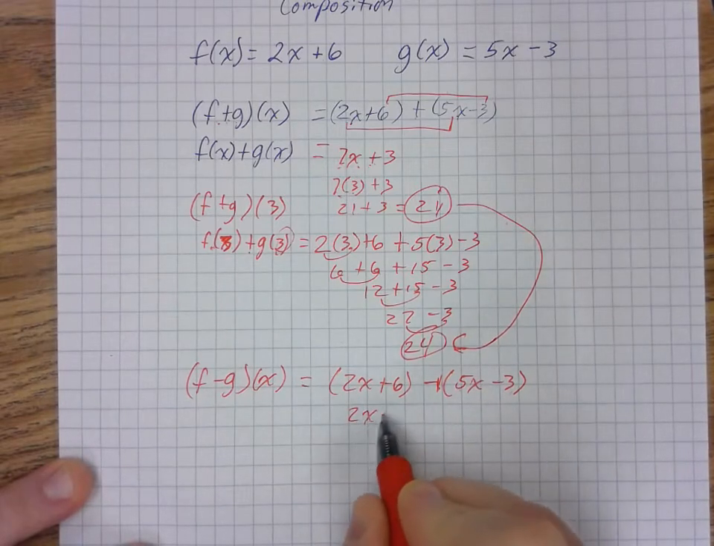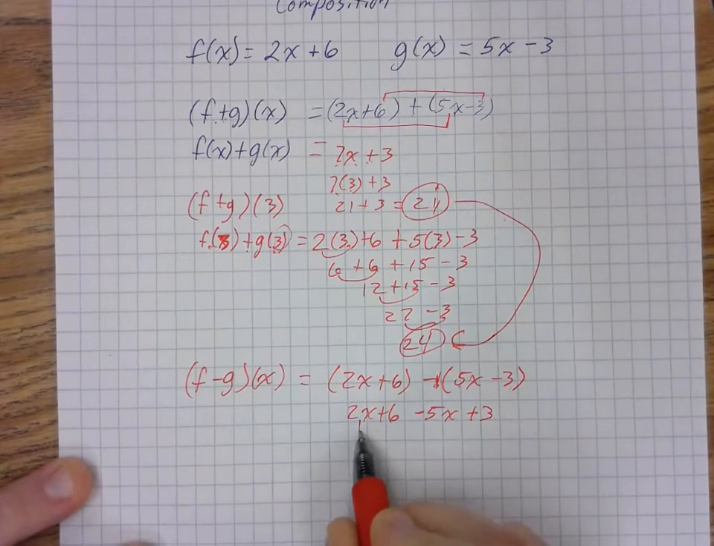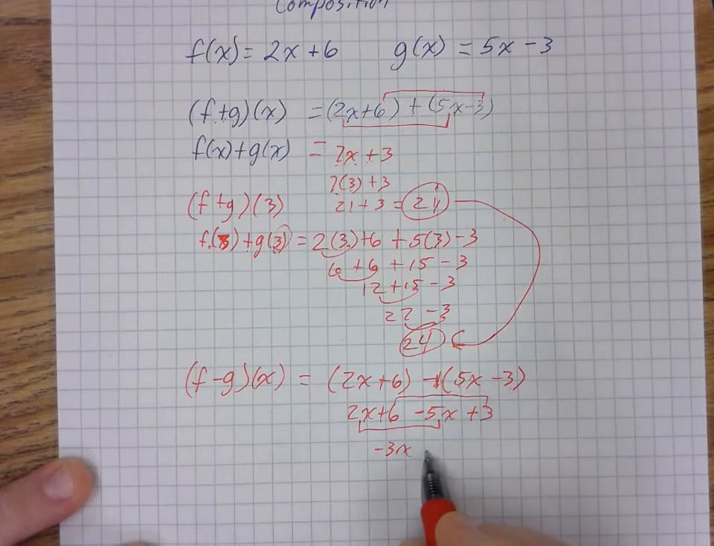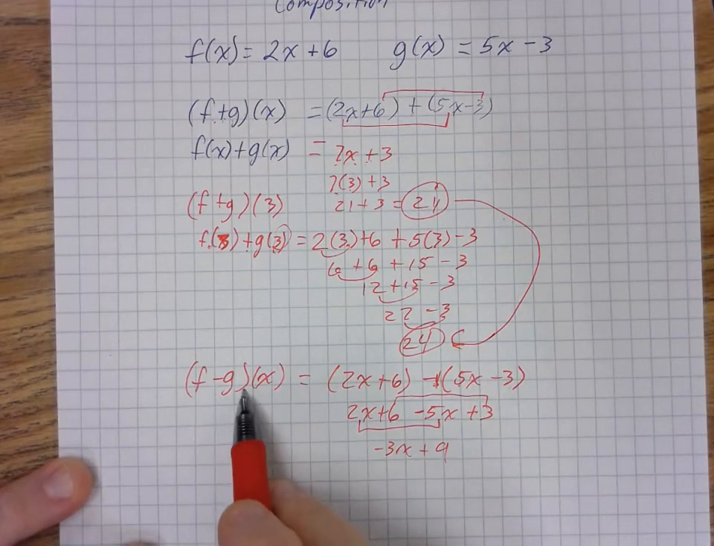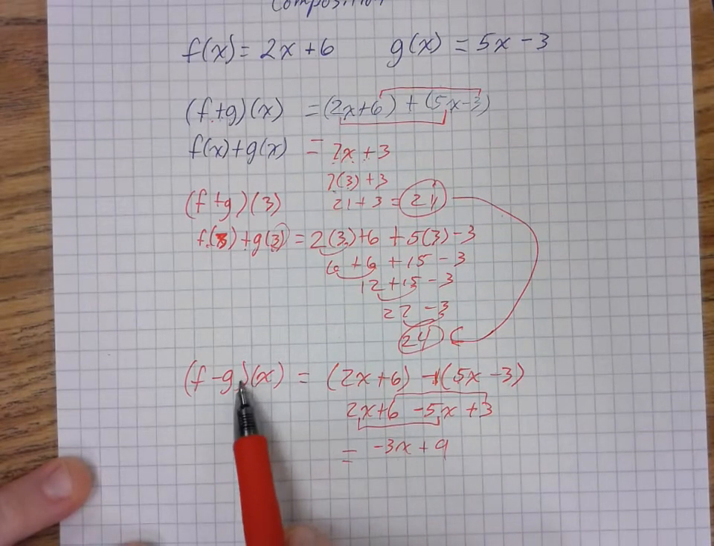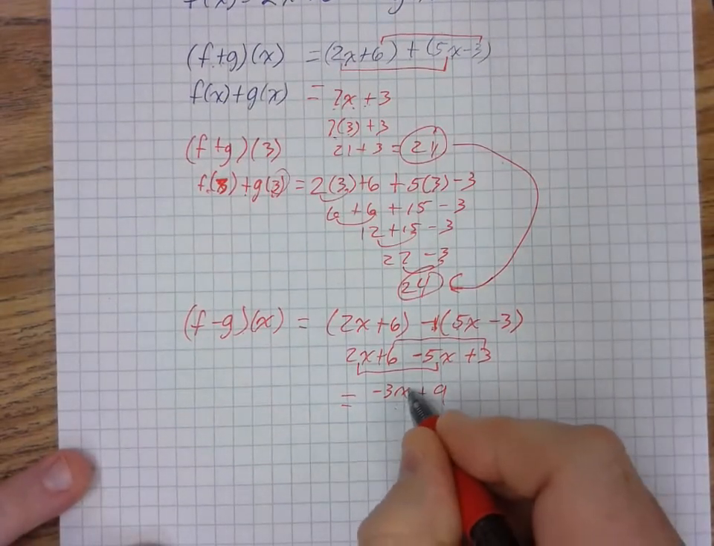So we have 2x plus 6, -1 times 5x, and -1 times -3 is positive 3. And now we combine our like terms. So 2x minus 5x is going to give us a -3x, and 6 plus 3 is going to give us 9. So f minus g of x gives us a brand new function, and if we wanted to we could call it a different name, and it's going to give us -3x plus 9.